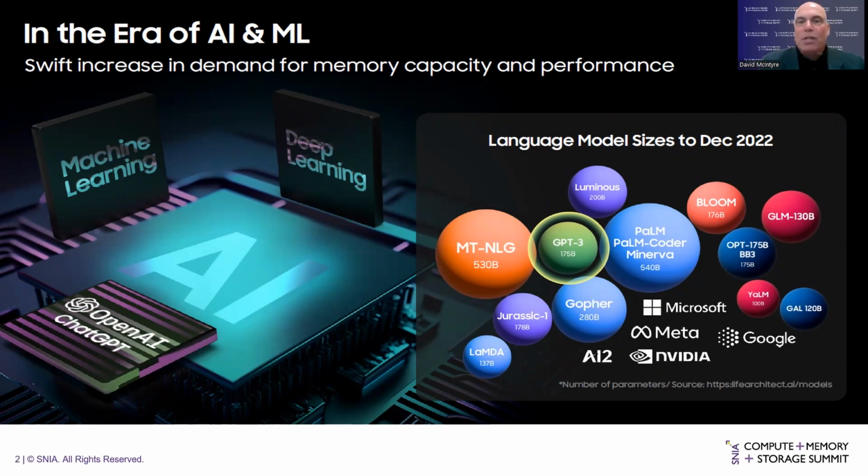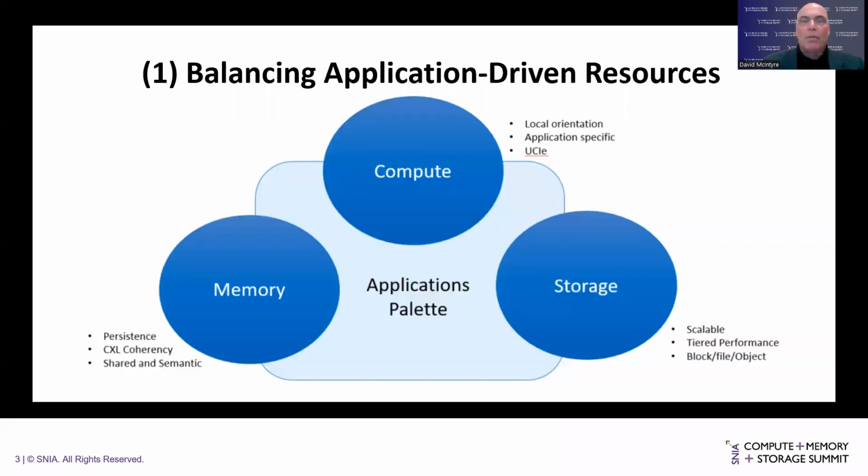lifearchitect.ai models, and you can see here that the number of modeling parameters is growing astronomically. Billions and billions of parameters are getting created across these different frameworks and models. And it's really astounding how quickly they've grown just over time, driven by these AI and machine learning applications. So that requires a new mind shift in how we look at compute memory and storage resources.